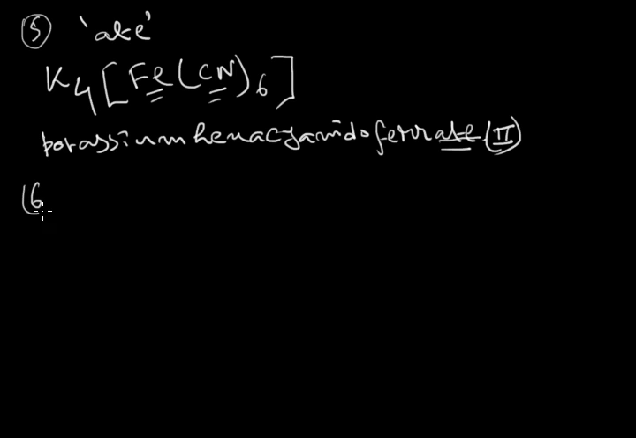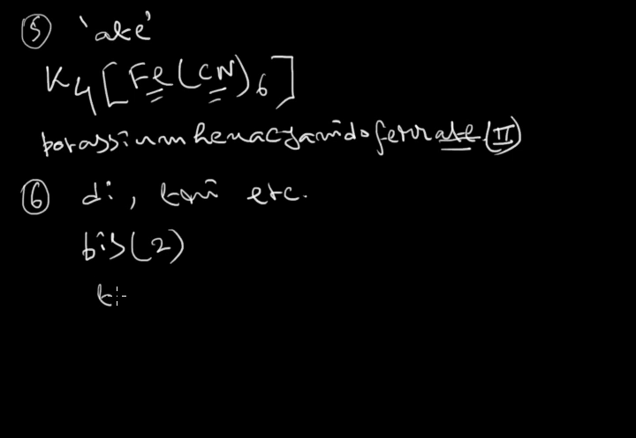And number 6, if the ligand name contains terms like di, tri, etc., we cannot use di or tri to indicate its number. If the ligand number is 2, we use the term bis. Bis means 2. If the number of ligands is 3, we write tris. Tris means 3. Let us take an example.